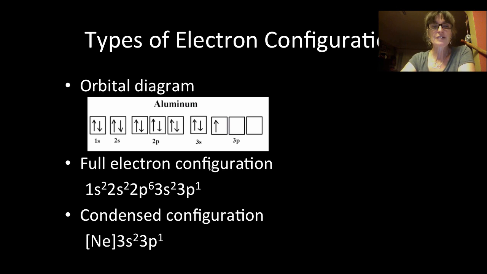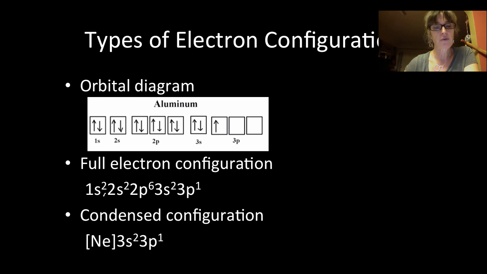So there are three different types of electron configurations. The one that I just demonstrated with my Aufbau hotel analogy is called an orbital diagram. There we actually can see the electrons, which are symbolized by arrows going up and down to represent the Pauli exclusion principle of opposite spins. The one that we're most familiar with is the full electron configuration.